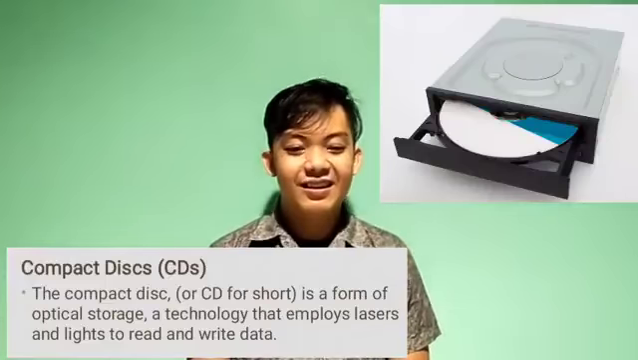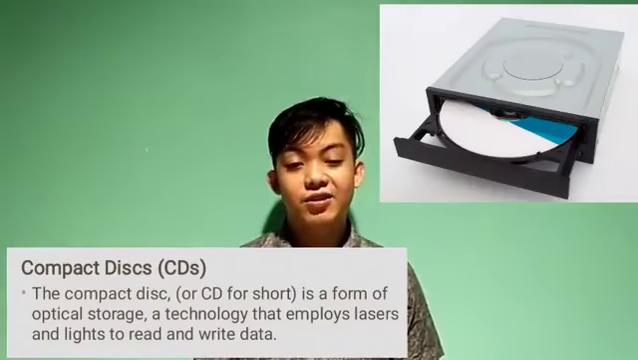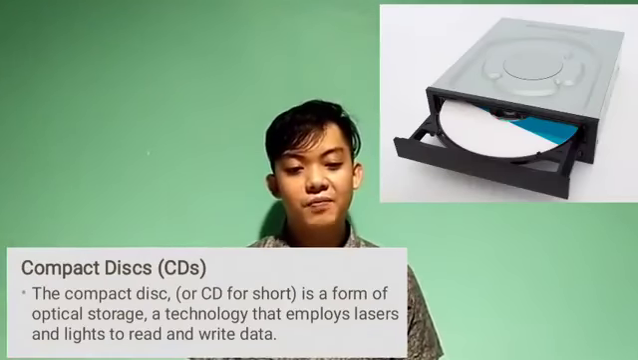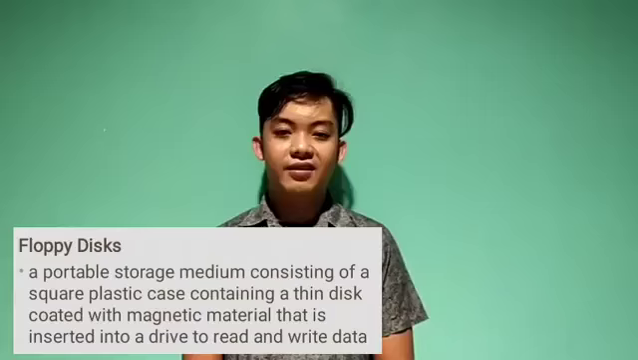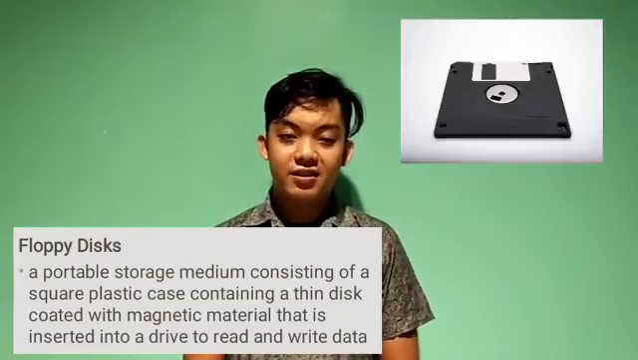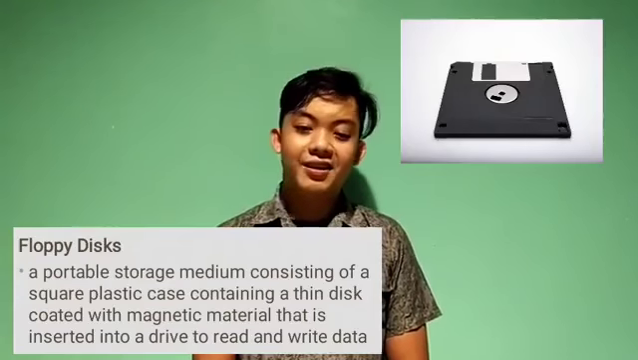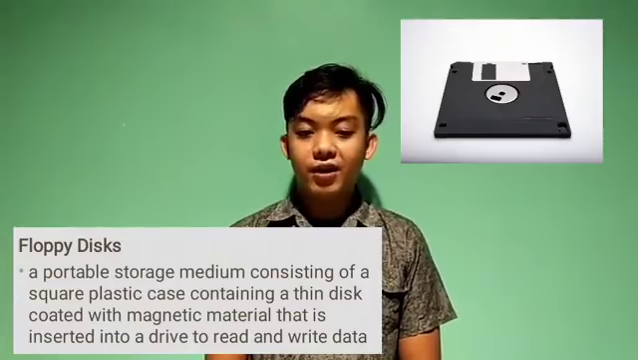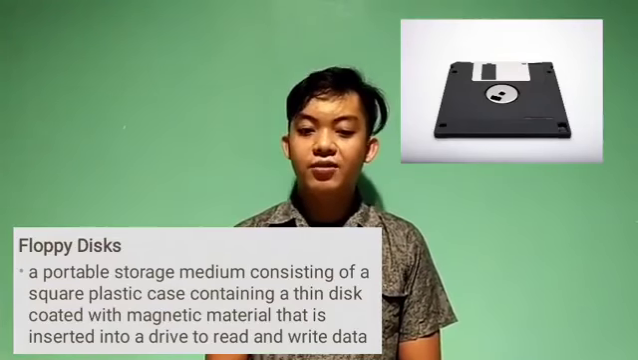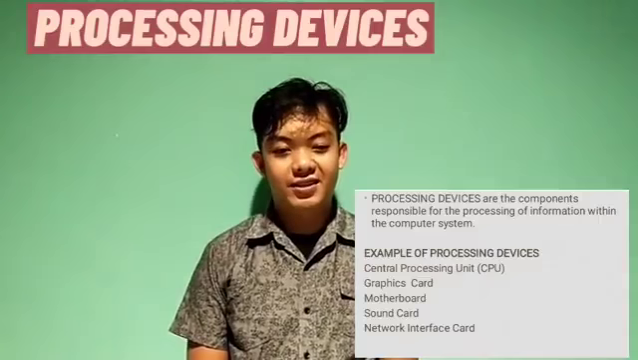Compact disk. The compact disk, or CD for short, is a form of optical storage technology that employs lasers, light to read and write data. And next, floppy disk, a portable storage medium consisting of a square plastic case containing a thin disk coated with magnetic material that is inserted into a drive to read and write data. The third part of computer is processing device.